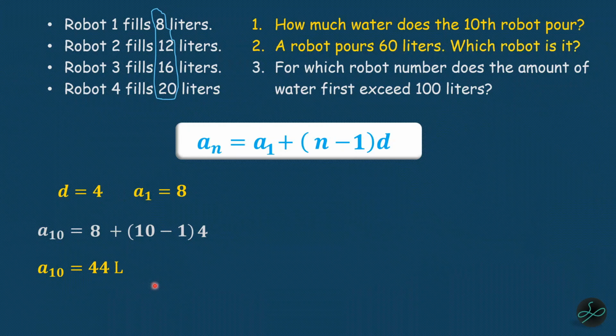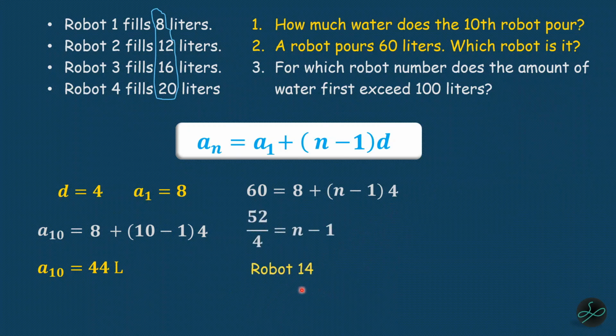Second question. A robot pours 60 liters. Which robot is it? For this one, we are going to have to solve for the corresponding n for a sub n of 60. Again, substituting the values. 60 equals 8 plus the quantity of n minus 1 multiplied by 4. Simplifying the equation and solving for n gives 14.